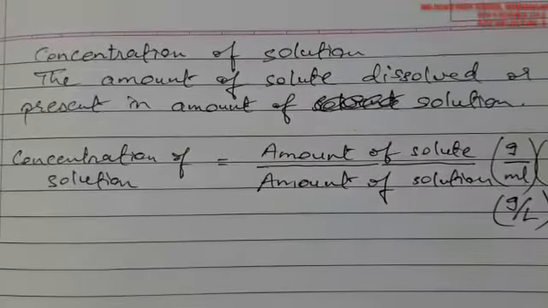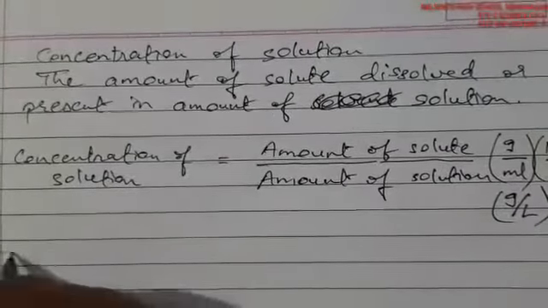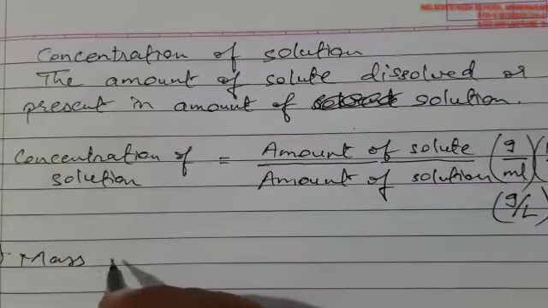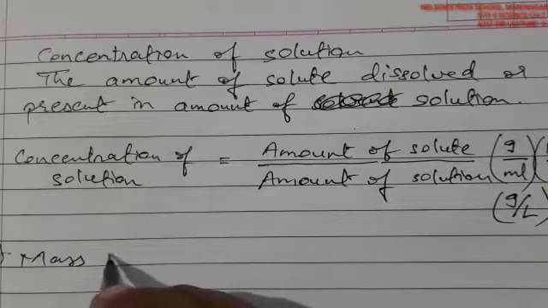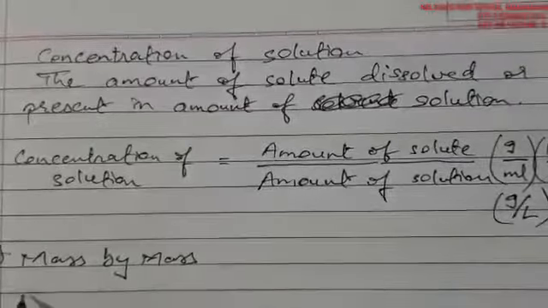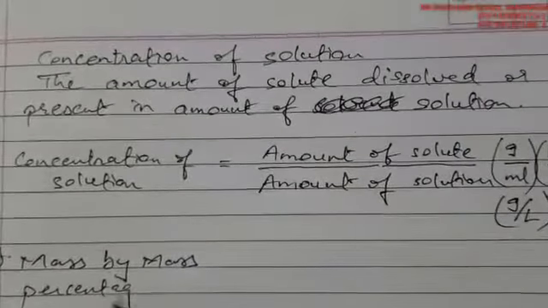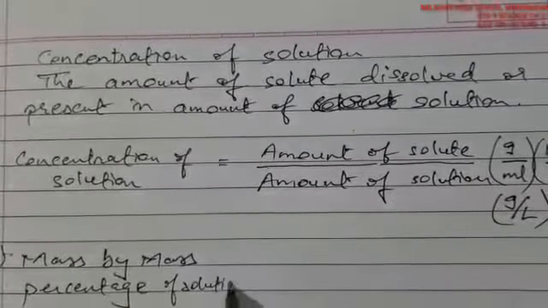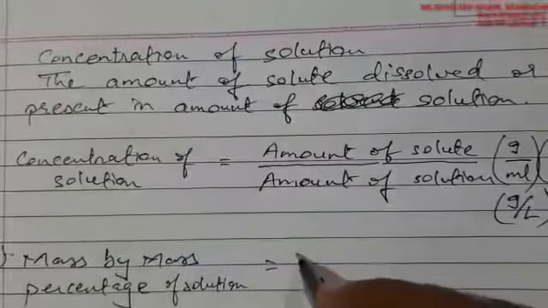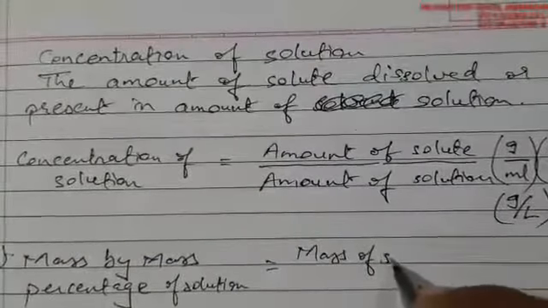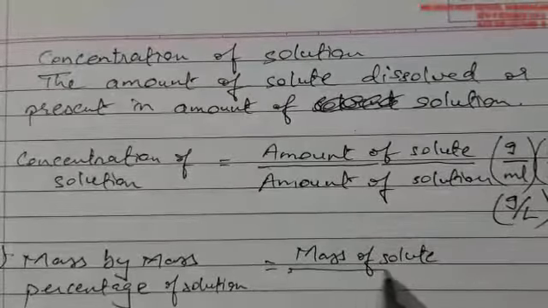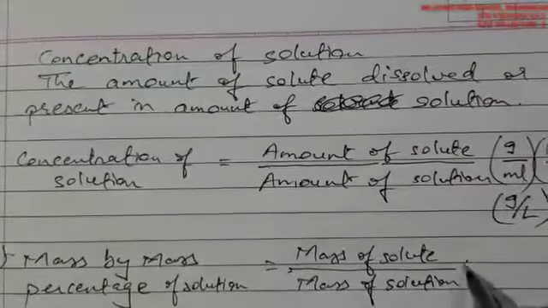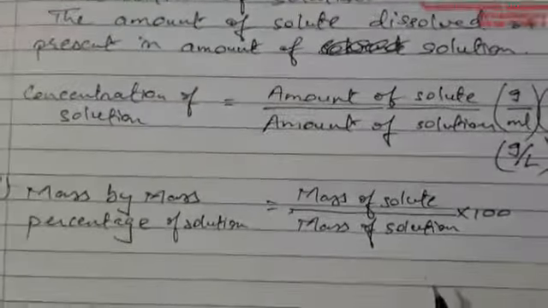The first type is the mass by mass percentage of the solution. Mass by mass percentage of solution is equal to mass of solute upon mass of solution, multiplied by 100. Why multiply by 100? Because it is a percentage.